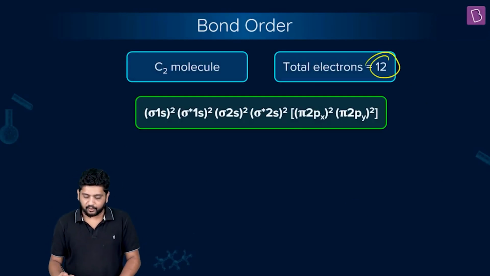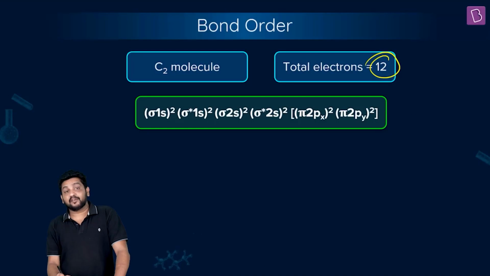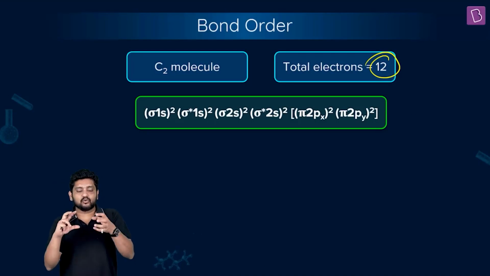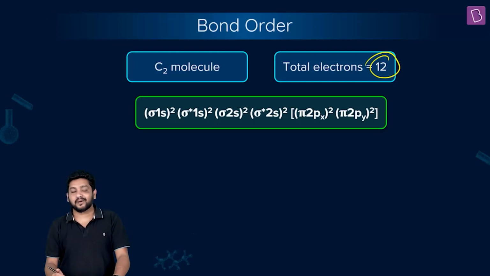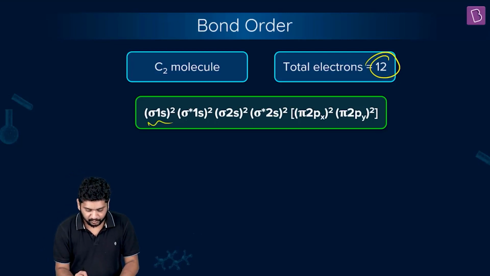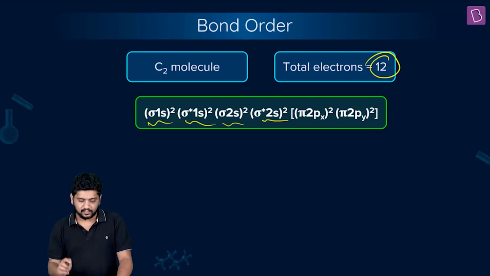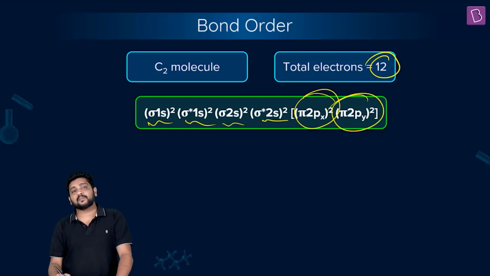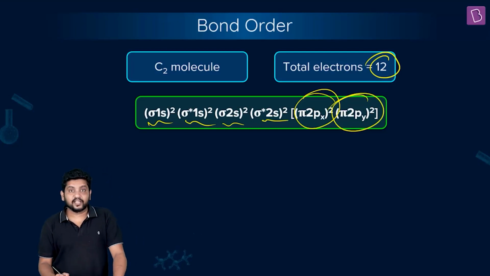C2 has 12 electrons. Very interesting molecule as well. Instead of forming sigma bonds, it has 2 pi bonds. So 2 carbon atoms in the vapor phase, the C2 molecule, exists with 2 pi bonds and no sigma bonds. Very interesting, right? Sigma 1s2 and sigma star 1s2 cancel each other out. Sigma 2s2 and sigma star 2s2 cancel each other out. Now you have 2 pi orbitals that are fully filled, pi 2px2 and pi 2py2, which means you have 2 pi bonds and no sigma bonds holding the molecule together.